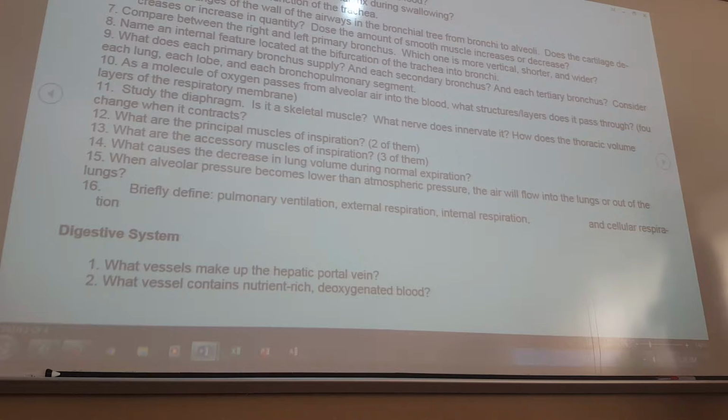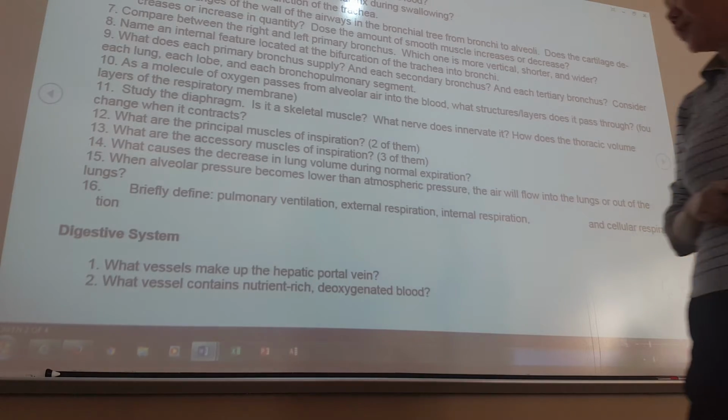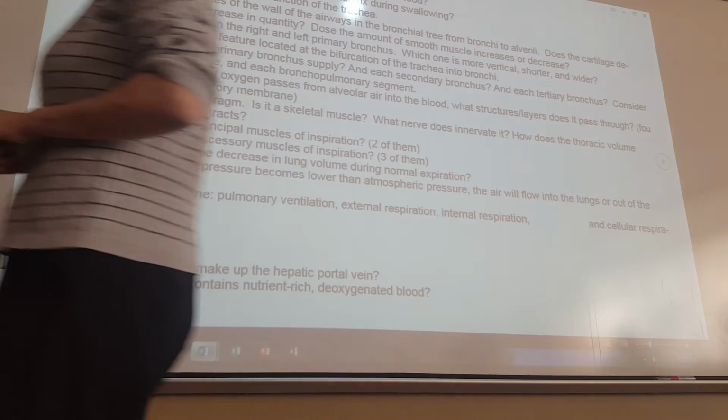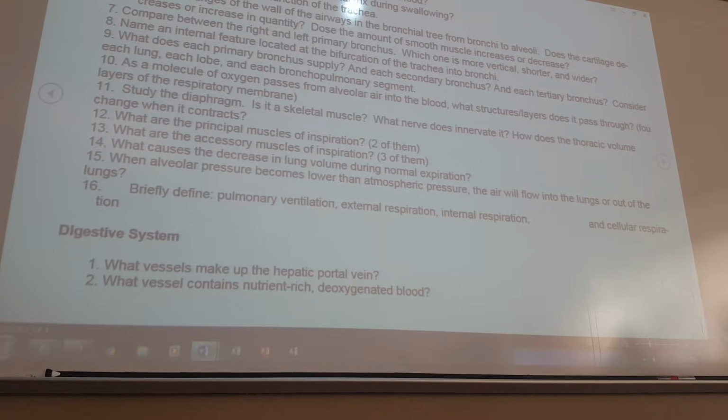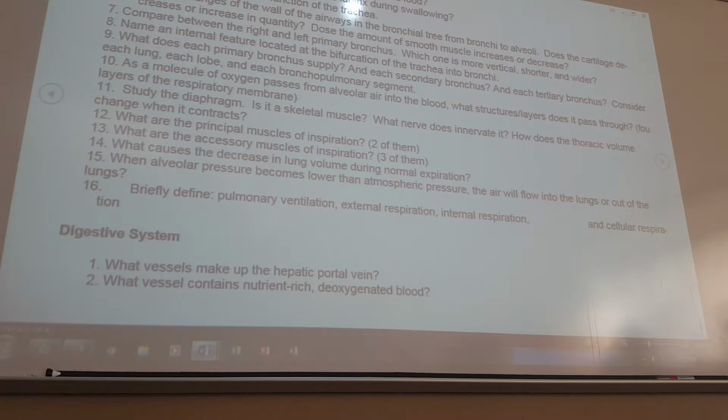16 is easy. Just read through the definition. There is a definition, then you pick A, B, C, D. Pulmonary ventilation, external, internal, and also the cellular respiration. Okay. Digestive system, including the blood vessels, total of 22 questions.